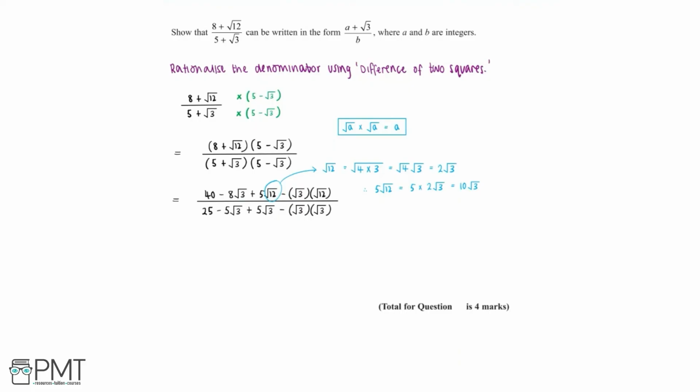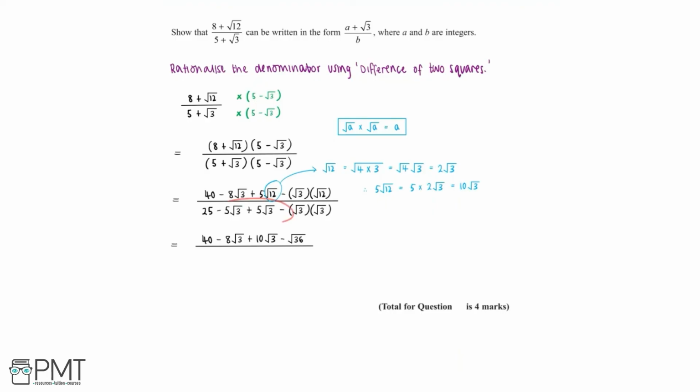And so using all of this information, let's simplify this fraction. Now looking at our numerator, 40 will stay the same, minus 8 root 3 will stay the same, but we'll say that 5 root 12 is equal to 10 root 3, and root 3 multiplied by root 12 is equal to root 36. And so we end up with 40 minus 8 root 3, plus 10 root 3 minus root 36 in the numerator. And now let's simplify the denominator.